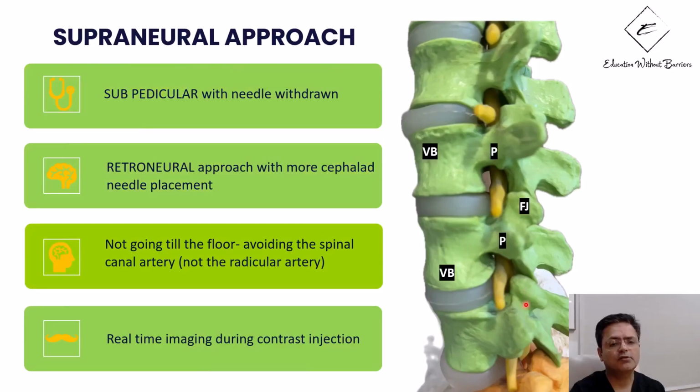Moving forwards, let's look at the supraneural approach. The supraneural approach can also be considered as a sub-pedicular approach where you pull the needle back from here to the posterior superior part of the foramen. Or it can also be considered a retroneural approach where you move the needle above the nerve. So you're not going to the floor of the spine, and there are some separate arteries over there which you can avoid by using this approach. Whatever approach you're using, it's always good to do real-time imaging when you're putting in the contrast.